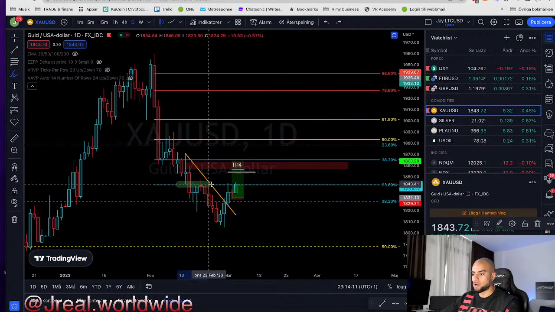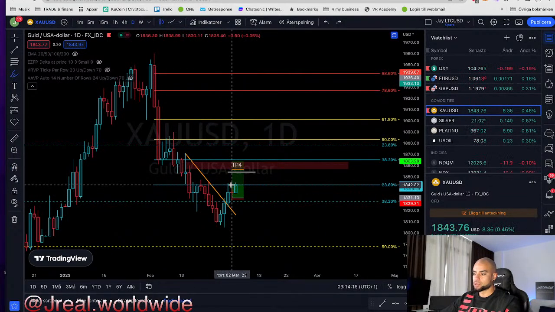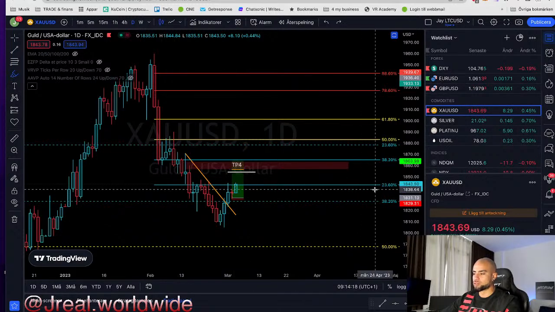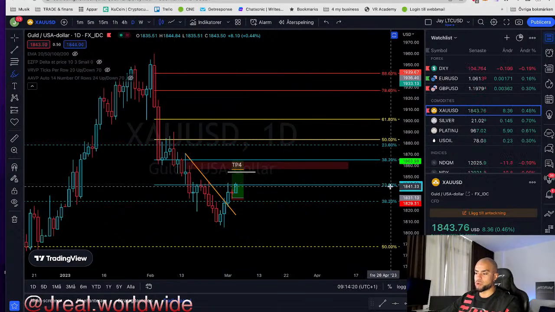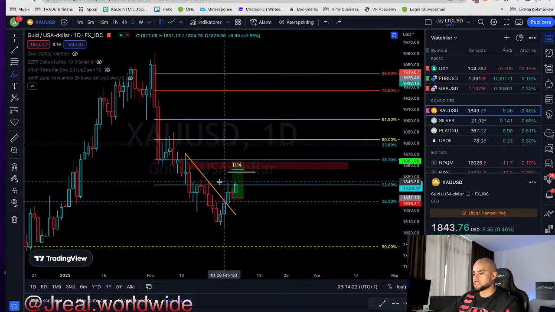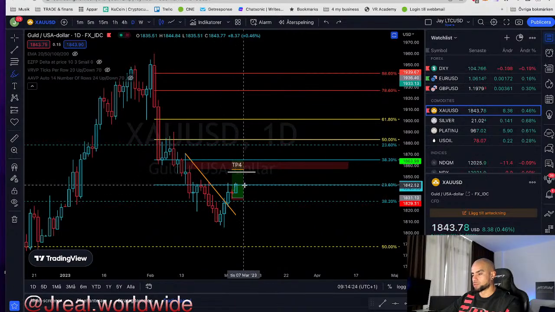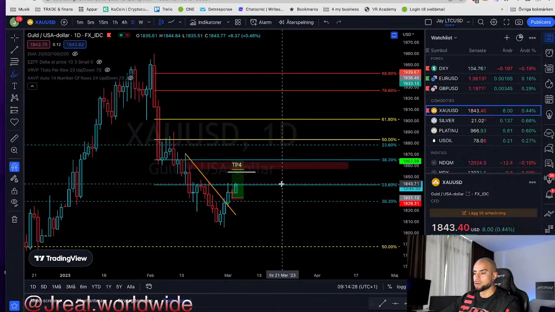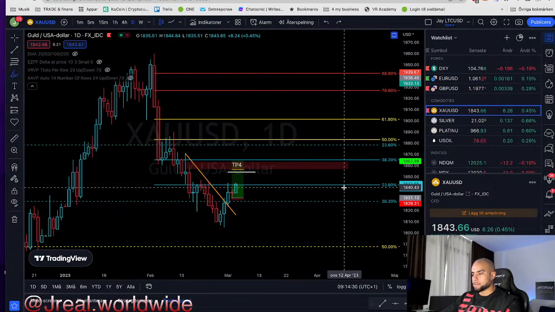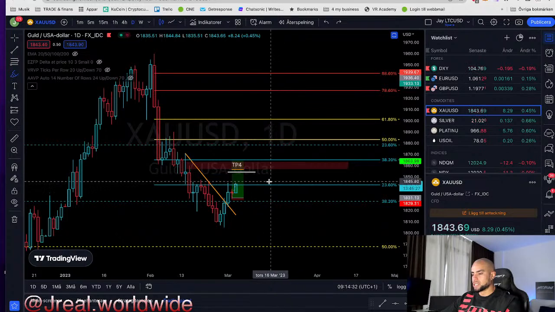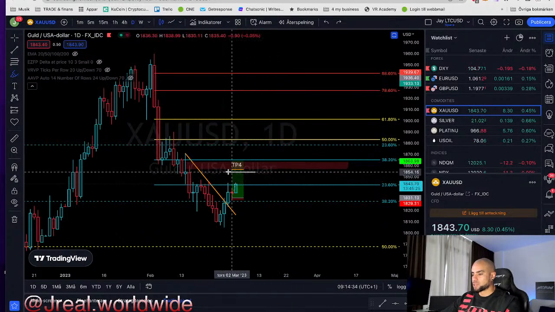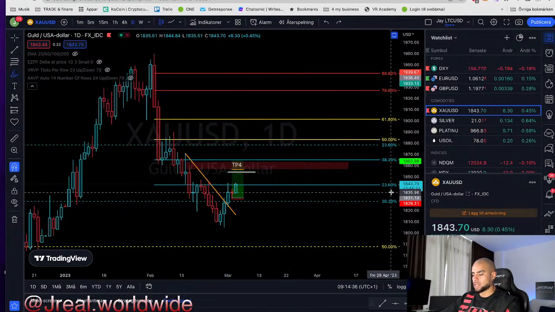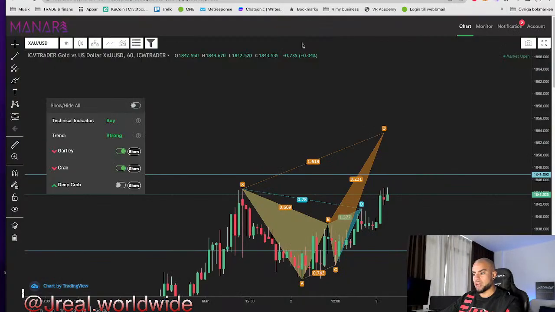As you see, it correlates perfectly with this whole resistance area we had here. So what we're doing now is just trying to break through the 23.6 Fibonacci retracement as resistance. Let's see if we can flip it to support to proceed to move up to our TP4. And I don't like this entry that Manara called out. It was a crab pattern, wasn't it? Yeah, it was a crab pattern.